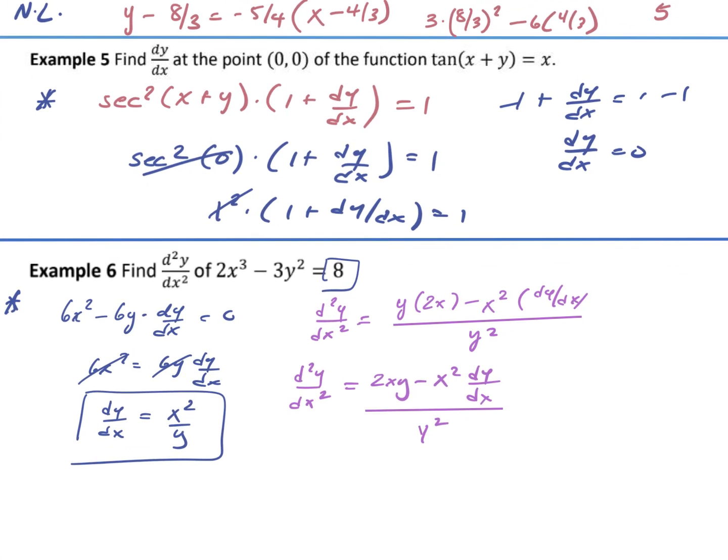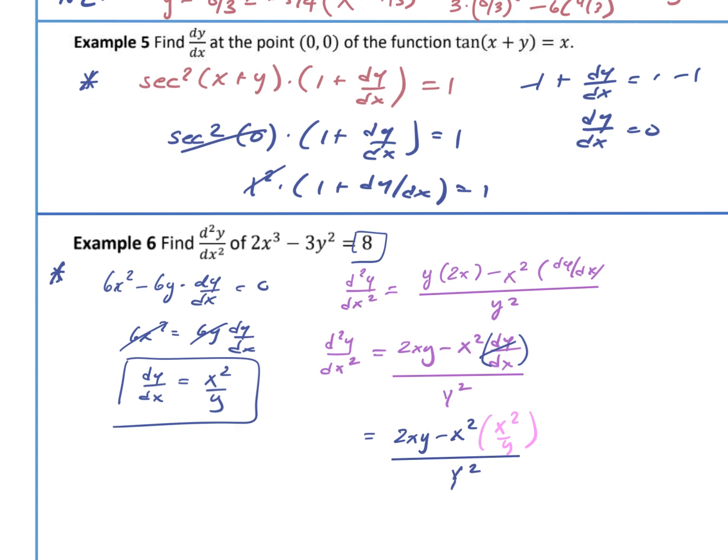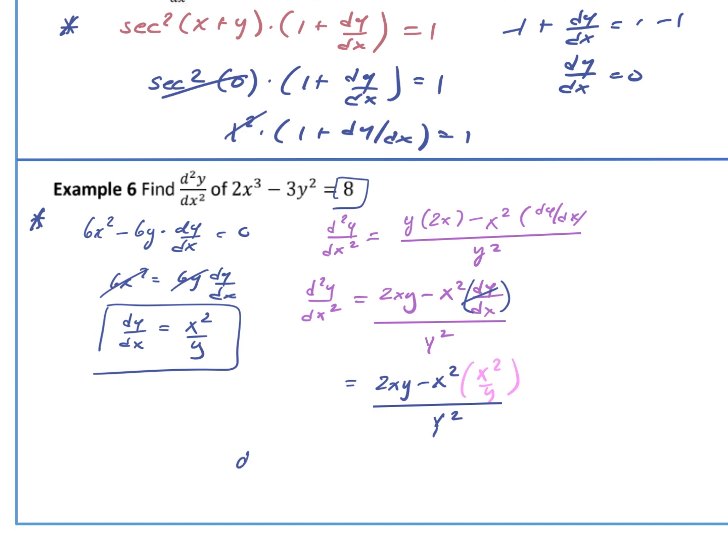Now for this, again, you're going to have to go back and replace. So for dy/dx, I'm going to insert what I found for dy/dx. So we found x squared over y. So we're going to get 2xy minus x squared times x squared over y, and then over y squared. Okay? So my second derivative, d squared y/dx squared, is equal to (2xy minus x to the fourth over y), and then divided by y squared.